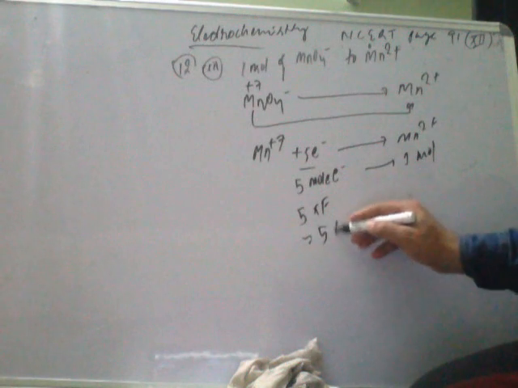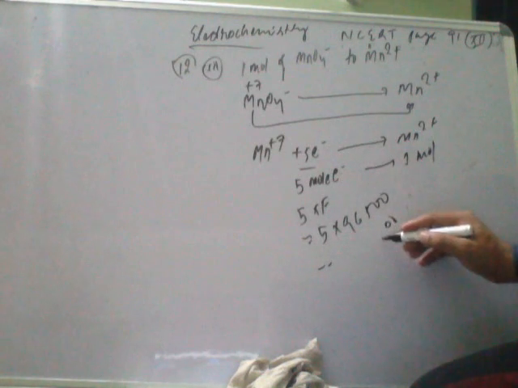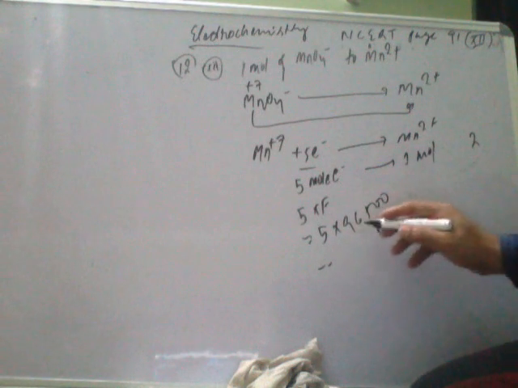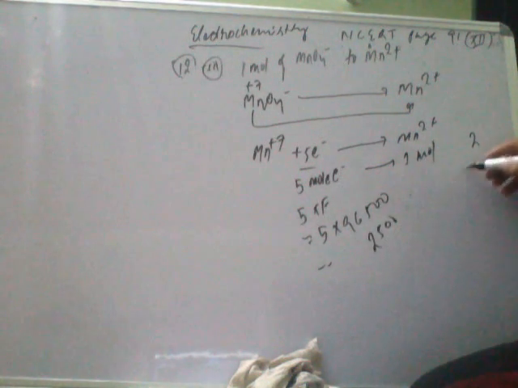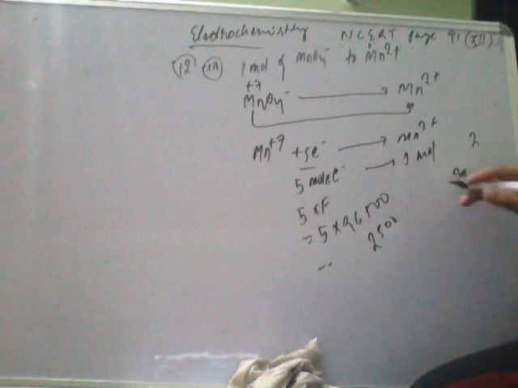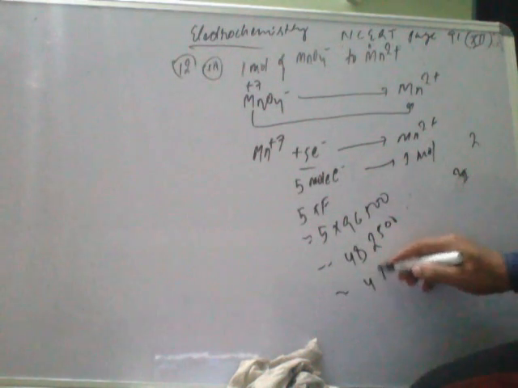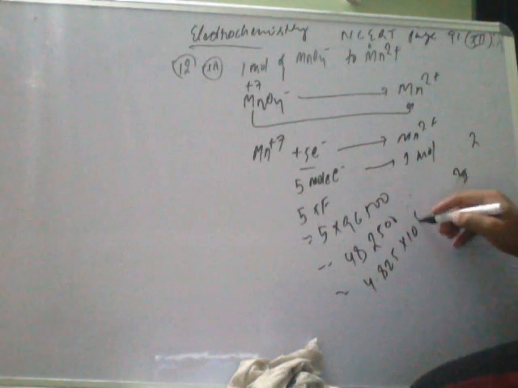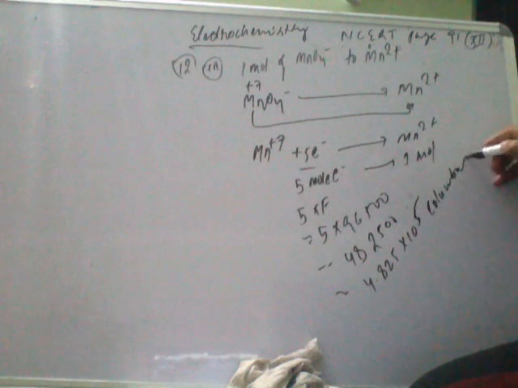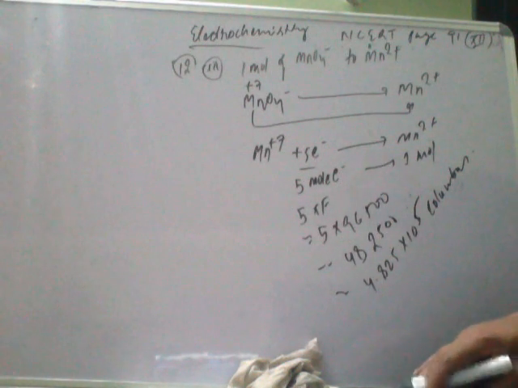So if you calculate 5 into 96,500, that is 4.825 into 10 to the power 5 coulomb, putting it in scientific notation. So this is all about the question, 4.825 into 10 to the power 5 coulomb, that is correct. That is question number 12.